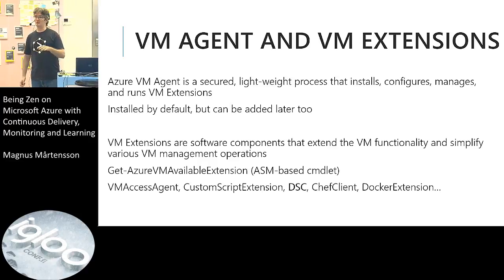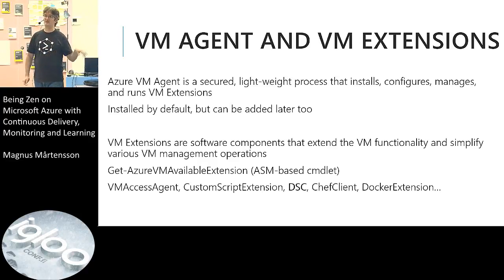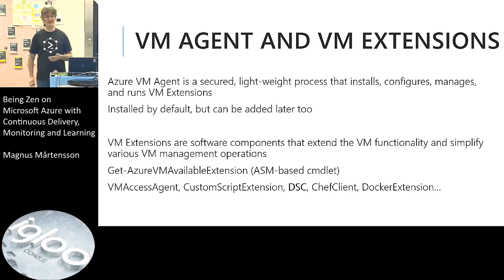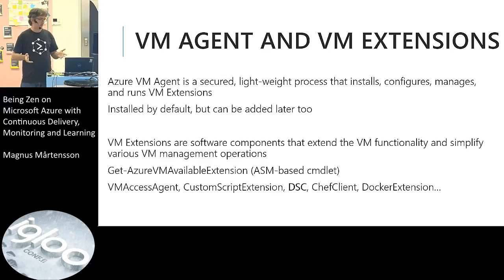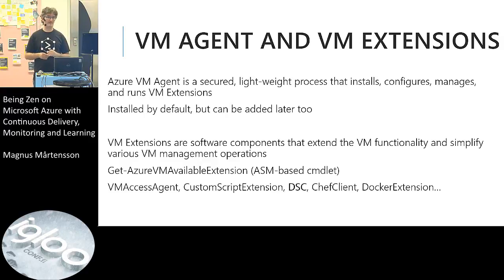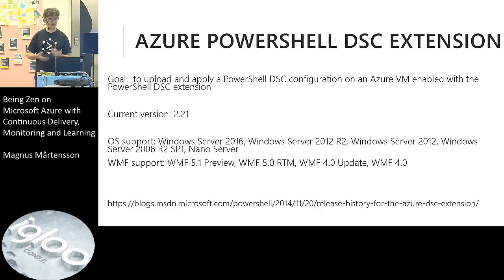So the best way still to get the list of available extensions is with a service management based cmdlet, which is kind of strange. If you go with a Resource Manager cmdlet, it's much harder to get the list. Microsoft promised to work and create a better user experience for us, and we are still waiting after a year and a half for it, but it can happen. I have hope. So we have here a number of extensions on a slide, like an access agent for resetting a password for the admin. We have a custom script extension that allows running an arbitrary PowerShell script, the DSC extension, Chef client, Docker extensions, all those. We are focusing on the DSC extension.